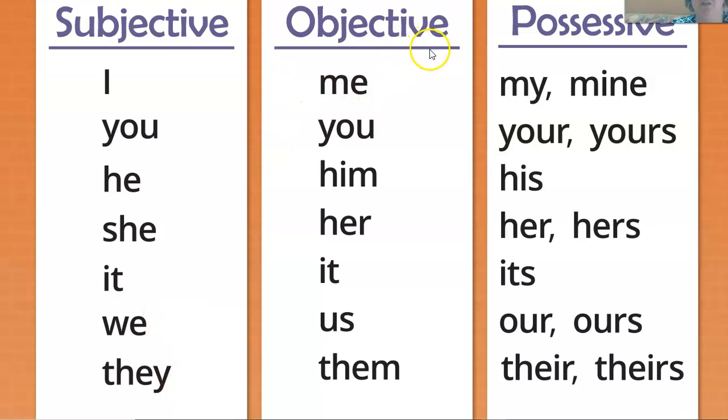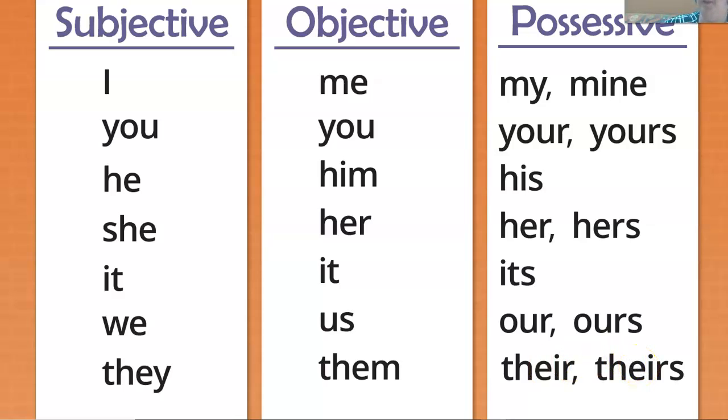Let's move to the objective pronouns. These would be found after the verb. 3, 2, 1, begin. Me, you, him, her, it, us, them. And then the possessive pronouns, saying that something belongs to someone. 3, 2, 1. My, mine, your, yours, his, her, hers, its, our, ours, their, theirs.